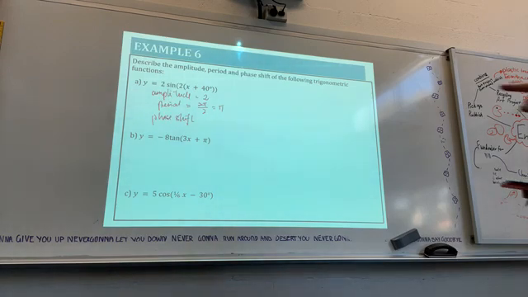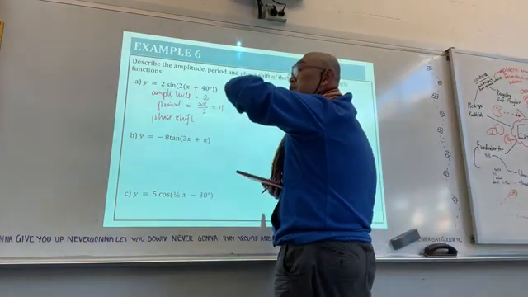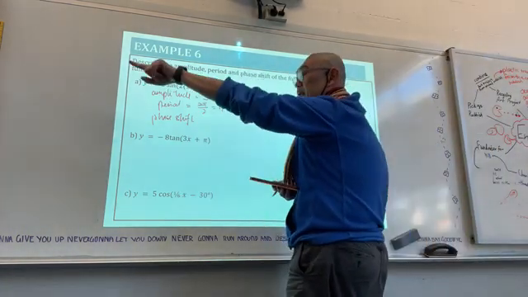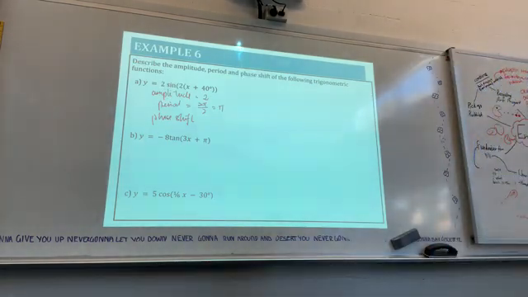Now, plus 40 degrees means which direction am I moving? Negative x. Phase shift in the direction of negative x-axis by 40 degrees. Alright?